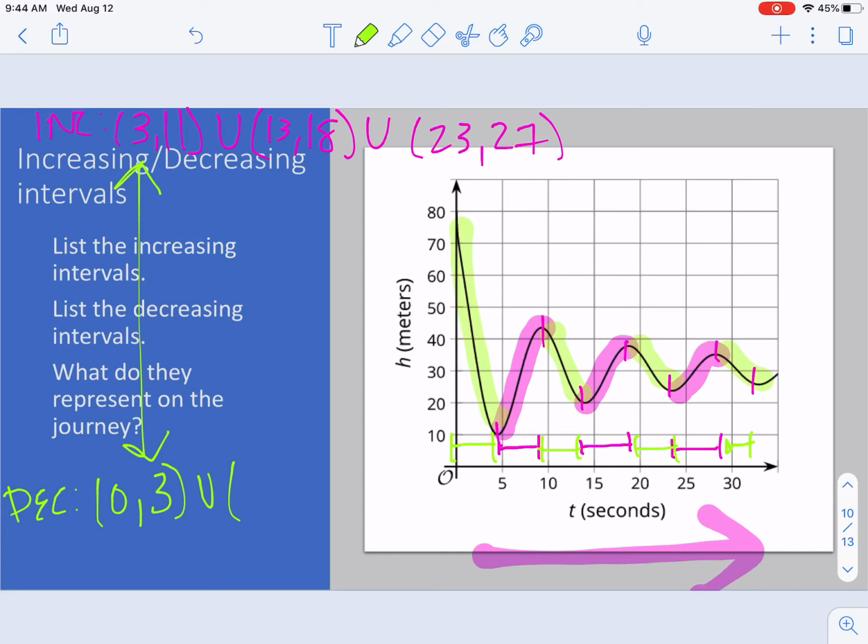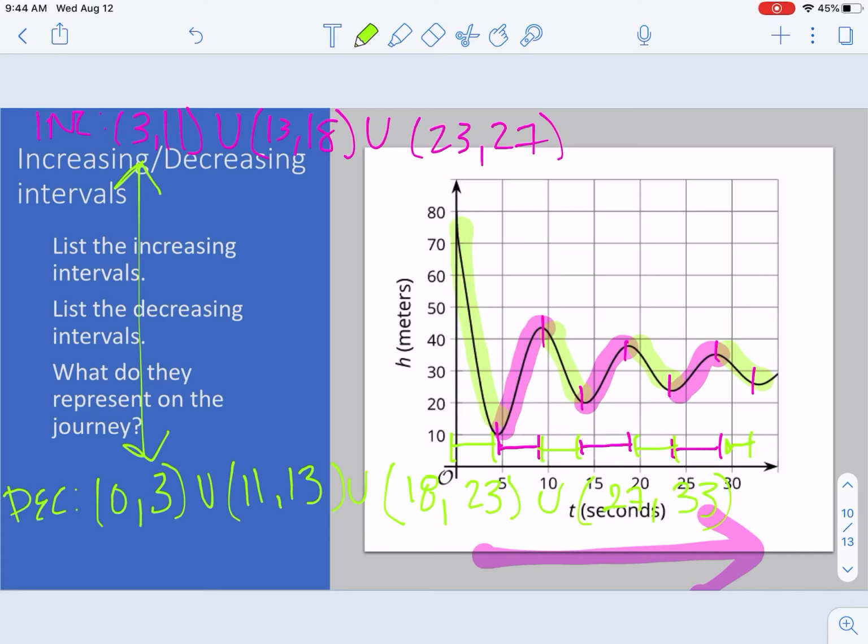So it starts decreasing again around 11, and it decreases until 13. It's going to start decreasing again around 18, and it decreases until 23. It's going to start decreasing again around 27 and decrease until, I think we said that was 33. So you can see all these portions. So this is what we're talking about with increasing and decreasing intervals.